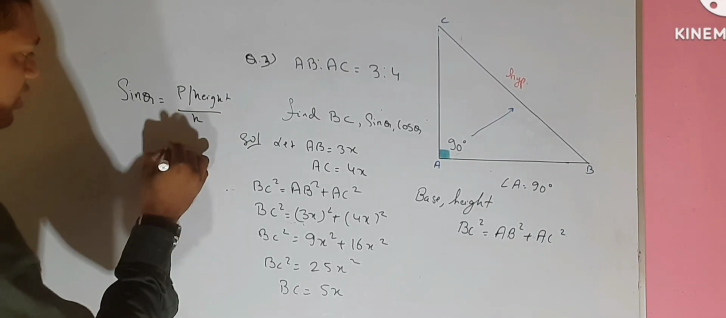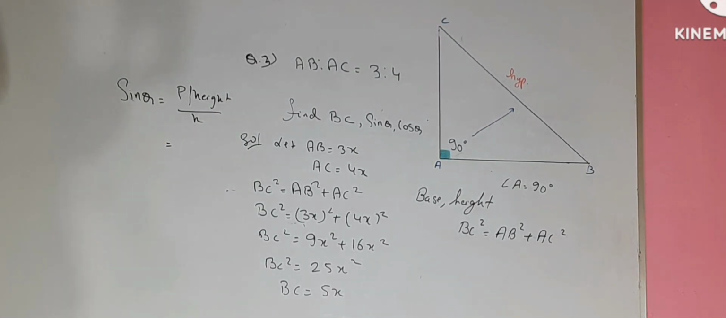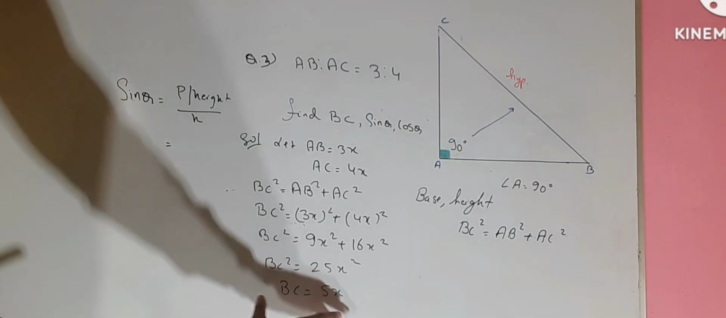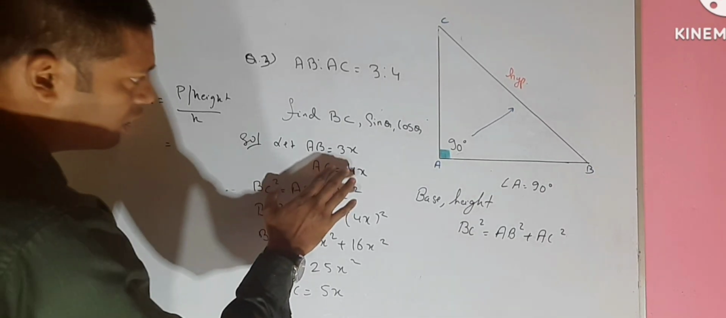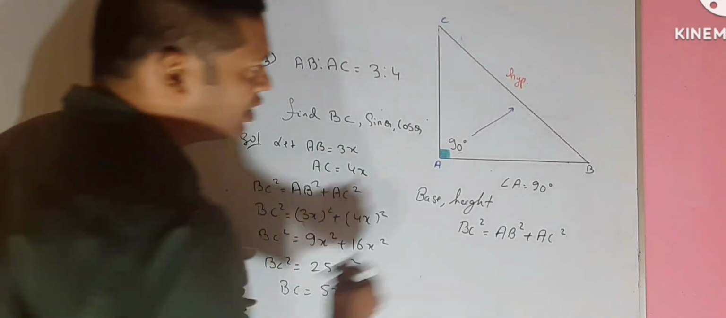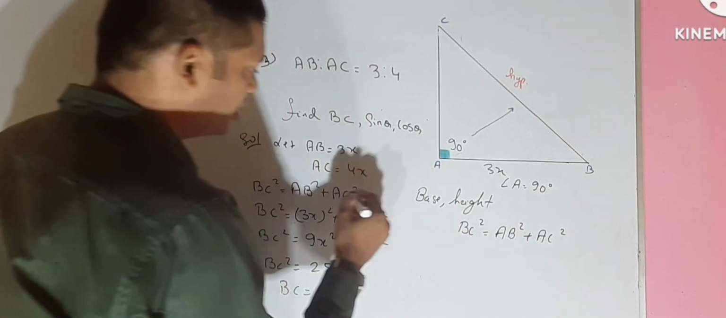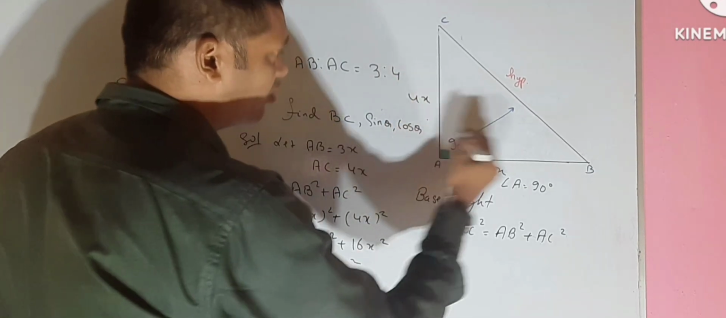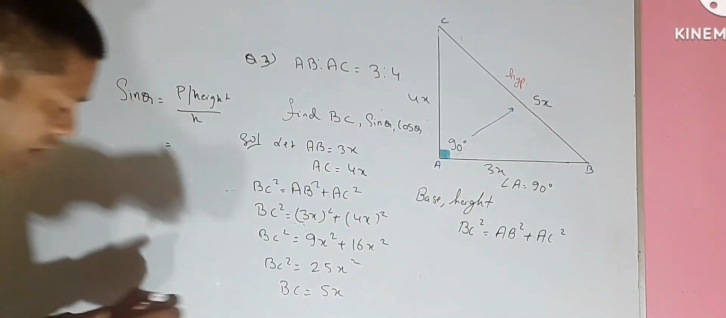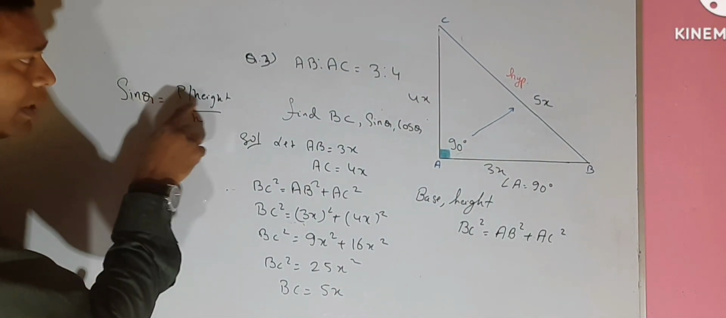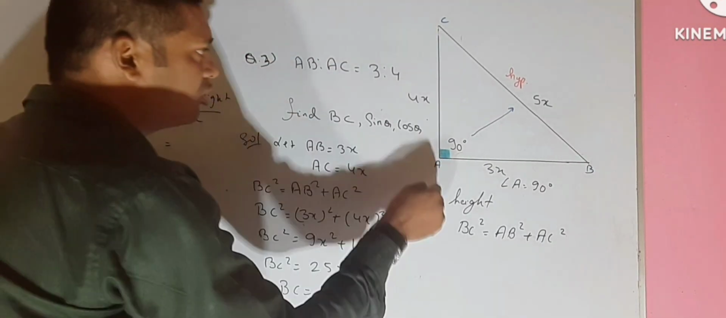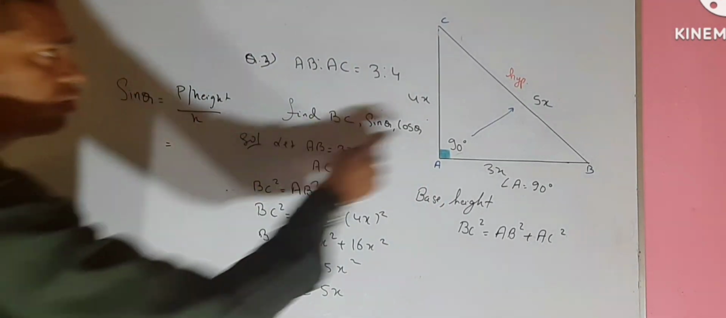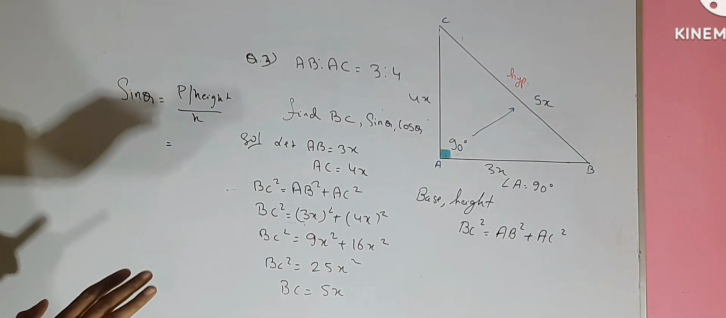Okay, so now first you will place the values according to what we are having. So AB is 3x, and this one is 4x, and this one we got as 5x. Very good. Okay, now perpendicular or height. So this is perpendicular height, and this is hypotenuse. This is base.